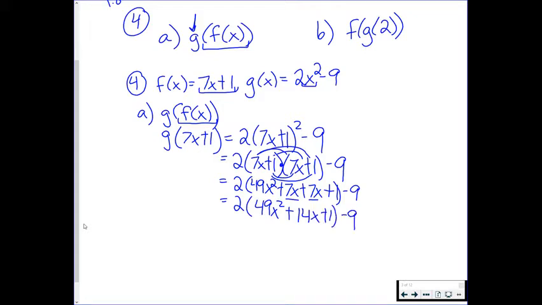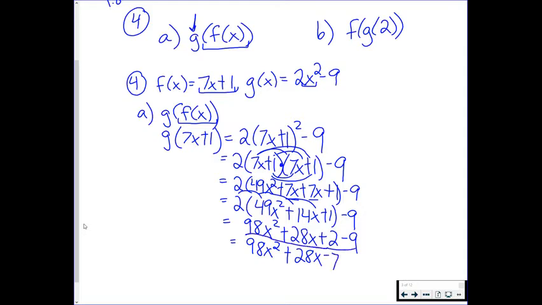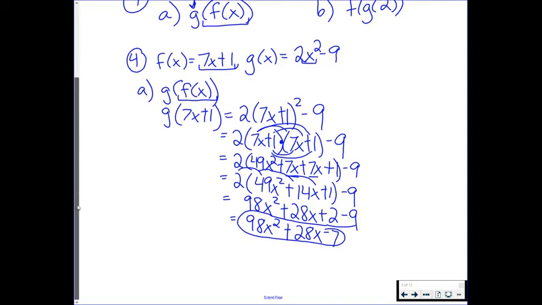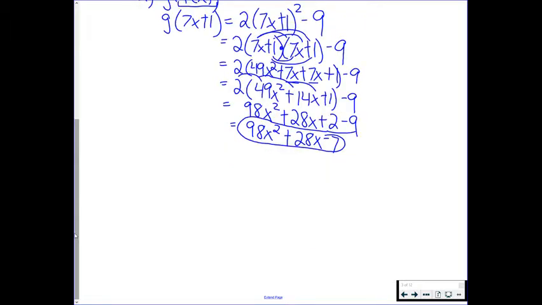All right, next step is I'm going to distribute that 2 through the parentheses because we're multiplying. 2 times 49 is 98x squared. 2 times 14 is 28x. And 2 times 1 is 2. Now that we've got rid of parentheses, we're just going to combine like terms together. 98x squared does not have any like terms to combine with it. Neither does the 28x. But this 2 minus 9 does. Makes negative 7. So that's your final answer on part A.